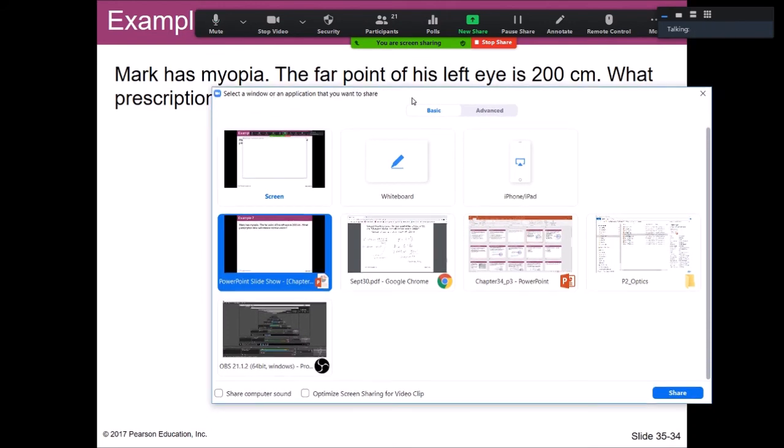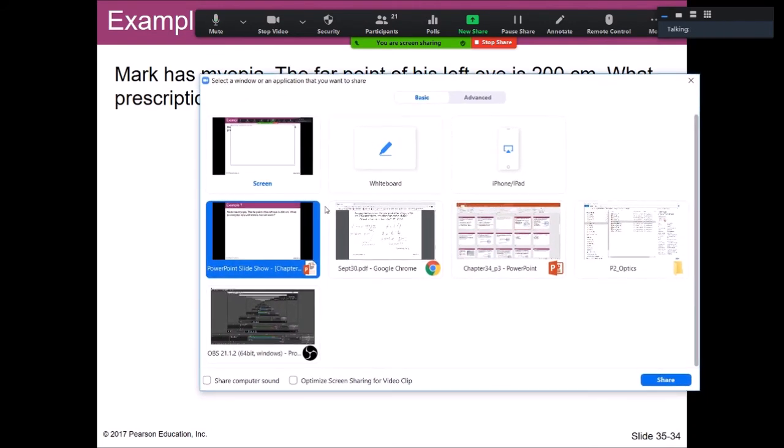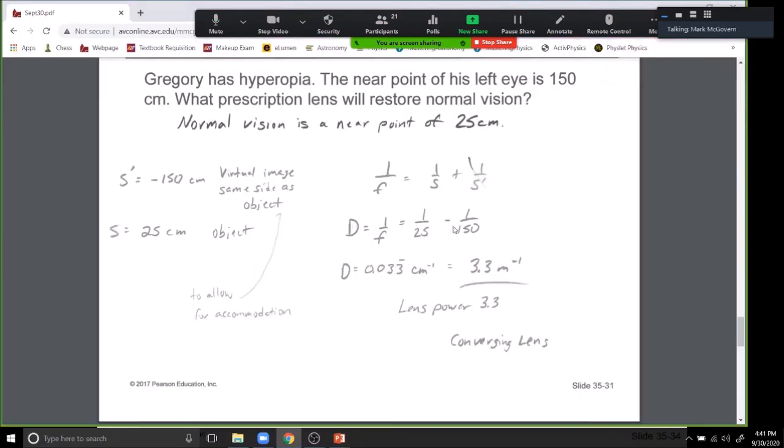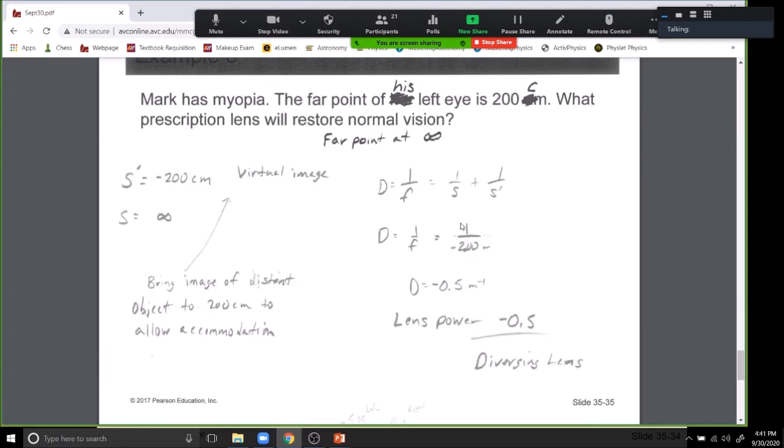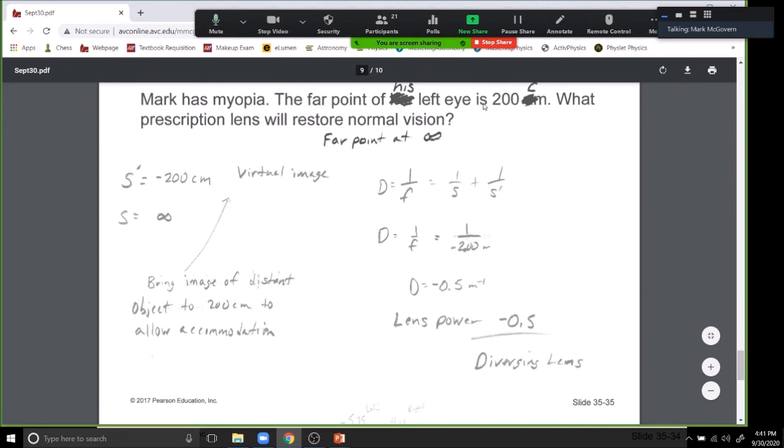Mark has myopia. The far point of his left eye is at 20 centimeters. I mean, 200 centimeters. That's still pretty far, isn't it? Anyway, what prescription lenses will restore normal vision?